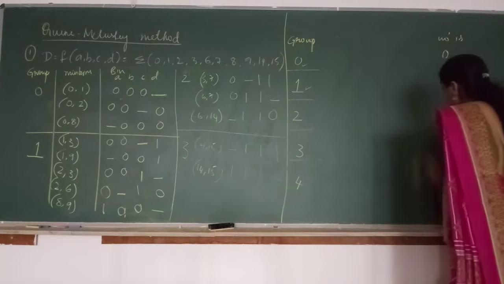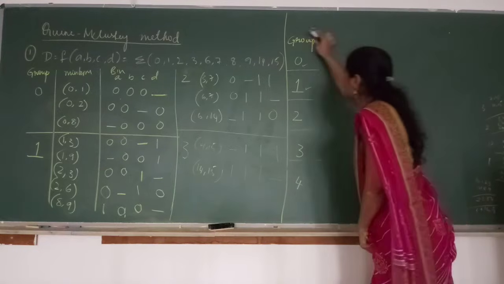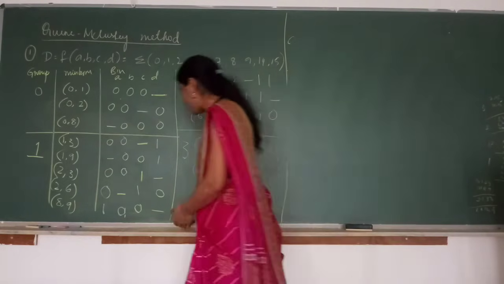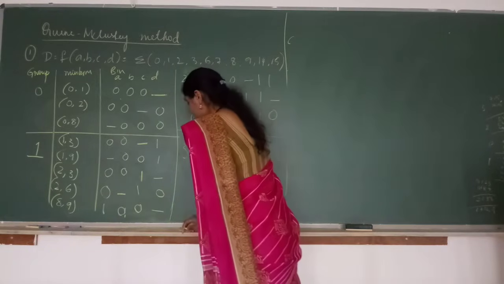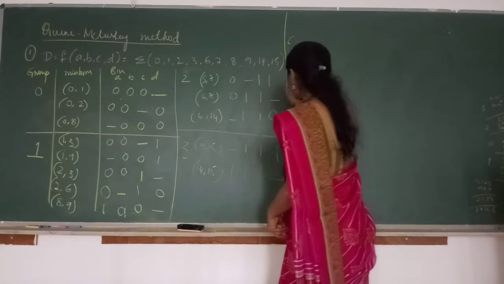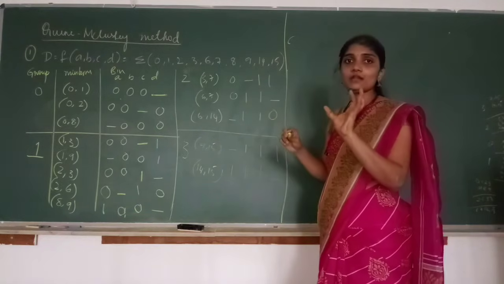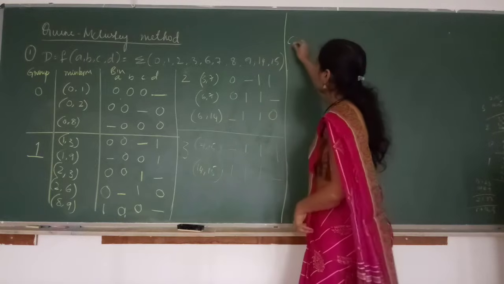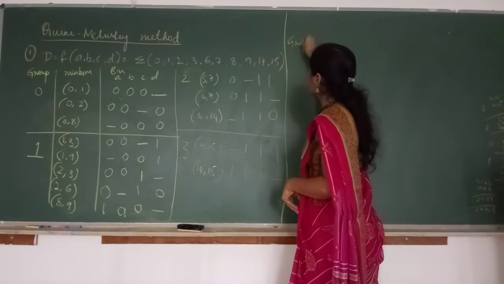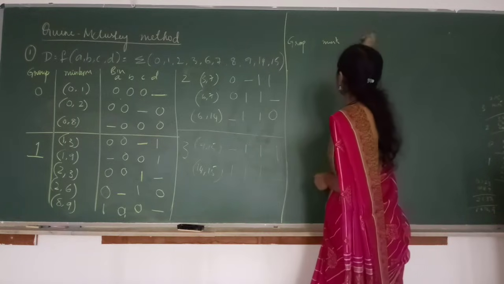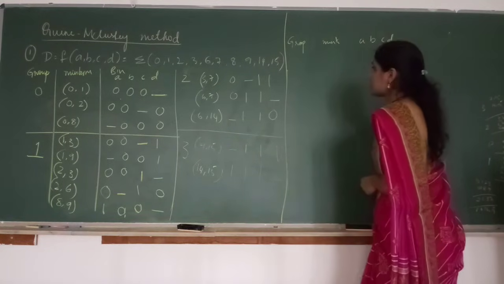Now let us write the next table, that is the fourth table. So what is the fourth table? Same procedure, whatever we did now, we have to repeat. That means by comparing the mean terms in the second table, we have written the third table. Now how do we write the fourth table? Just see here, group, same columns, mean term, A, B, C, D.